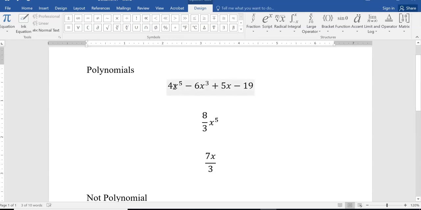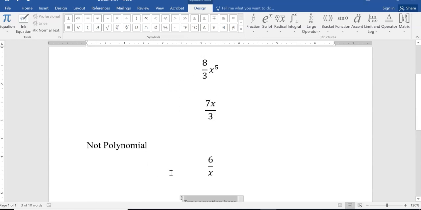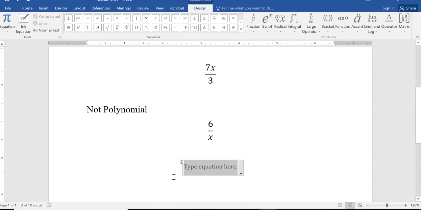So this is repeated multiplication of x. What's not okay is to not have repeated multiplication. So if you had, for instance, 4x to the negative 3, that is not repeated multiplication because that negative exponent makes it not a polynomial.